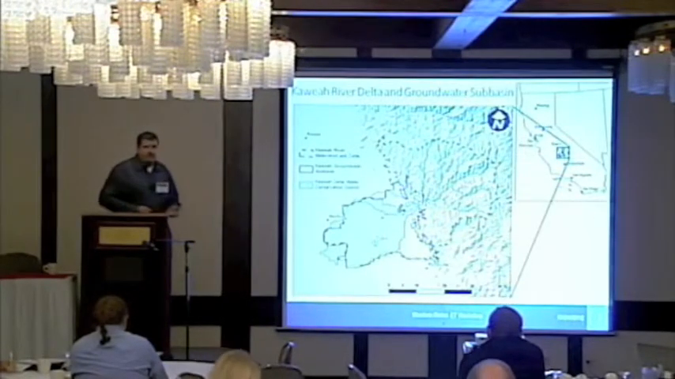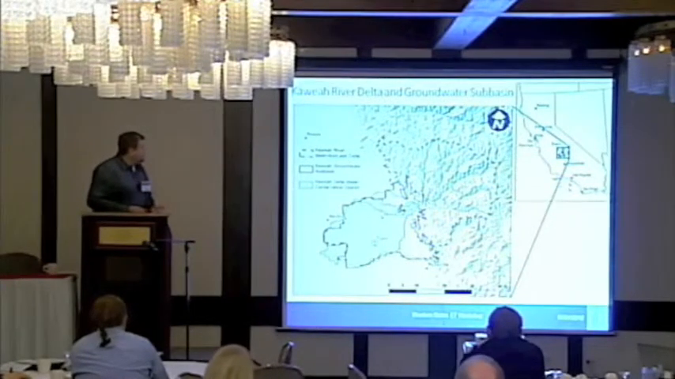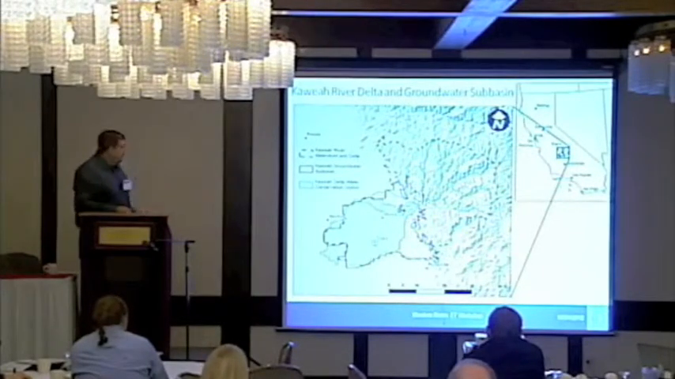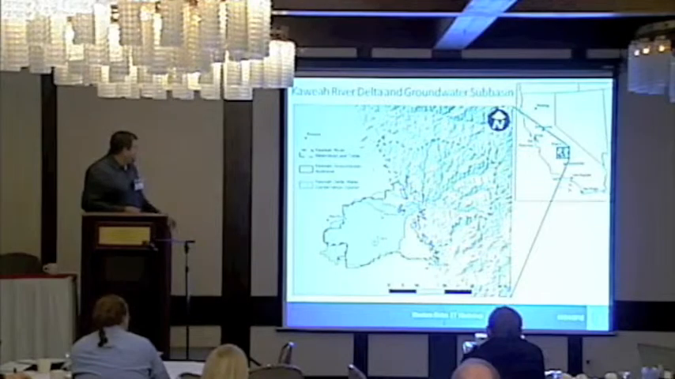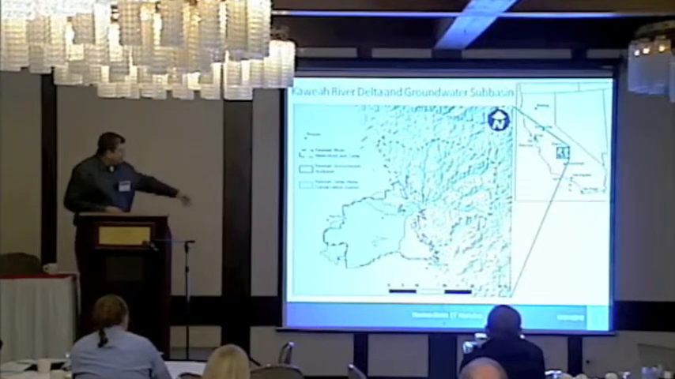The Kaweah River Delta is located in the San Joaquin Valley of California, about halfway between Fresno and Bakersfield. The dotted black line on the graph shows the overall watershed in the Kaweah Delta area. The red line is the Kaweah groundwater subbasin, and then the green hashed area is the Kaweah Delta Water Conservation District. The district contains a couple of urban areas, Visalia and Tulare.